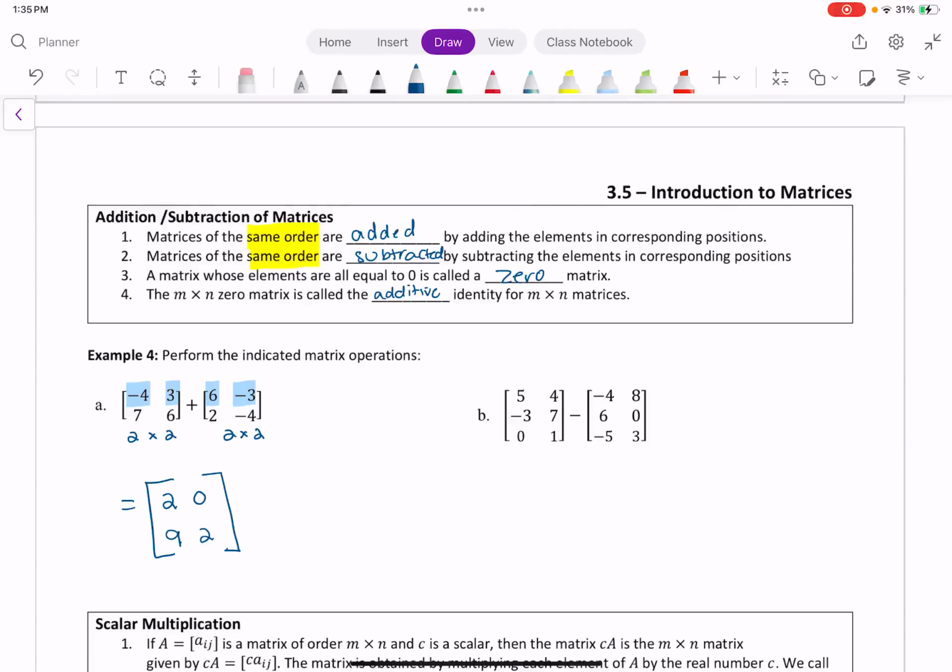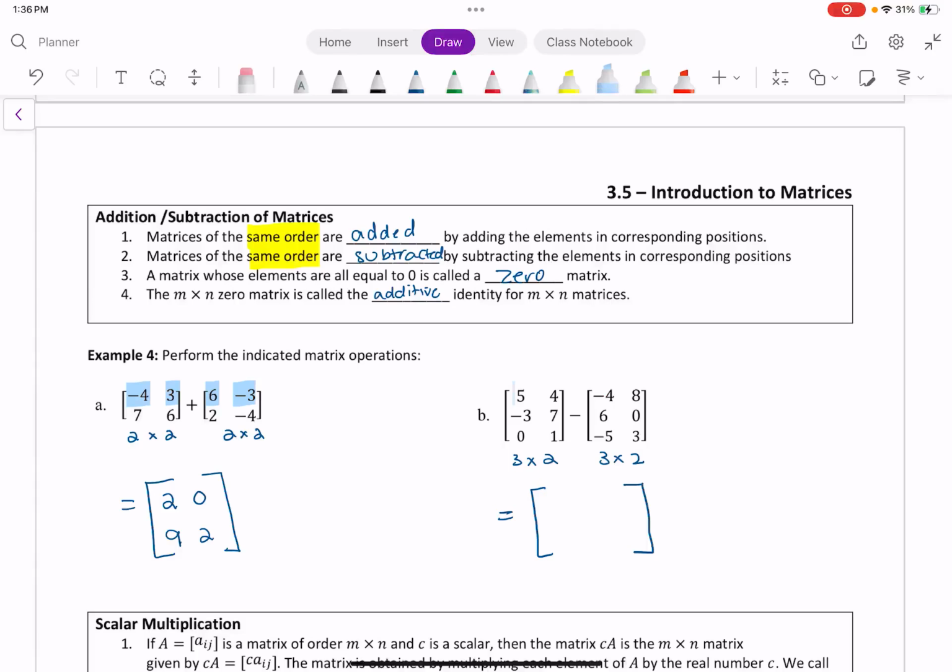Example B. Let's check the size first. The order is a 3 by 2, and the second matrix is a 3 by 2. Therefore, I can subtract like I'm being asked to. I wonder if you're thinking about if the size was not the same, could we add and subtract? The answer is no, you can't do it, so our answer would be undefined. Like I mentioned, in this case, the size is the same, so we can subtract.